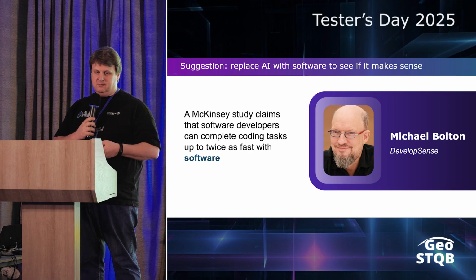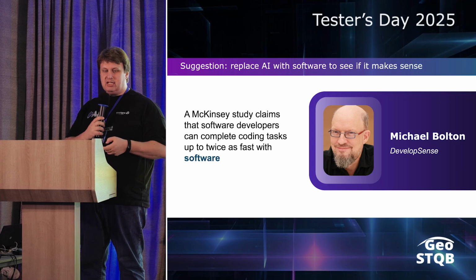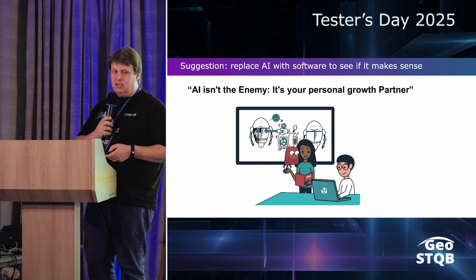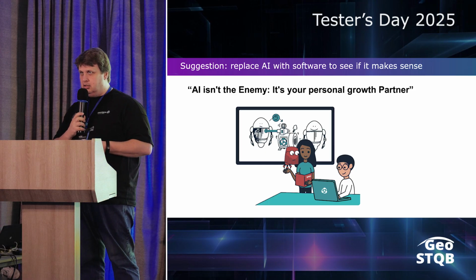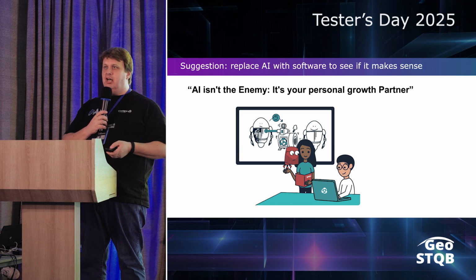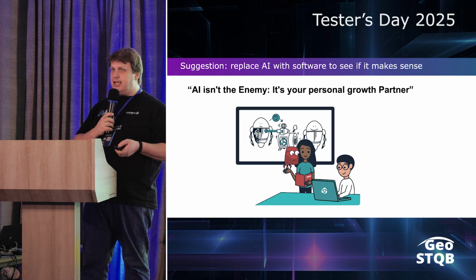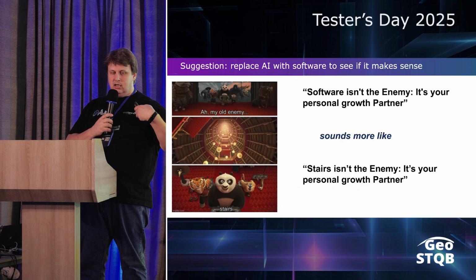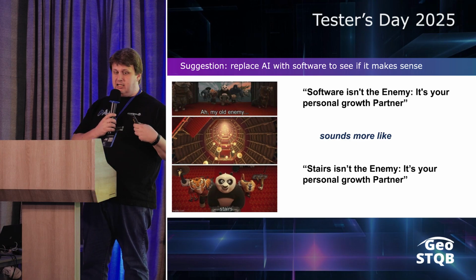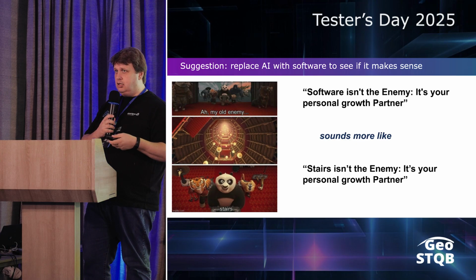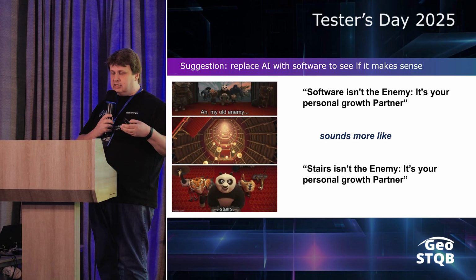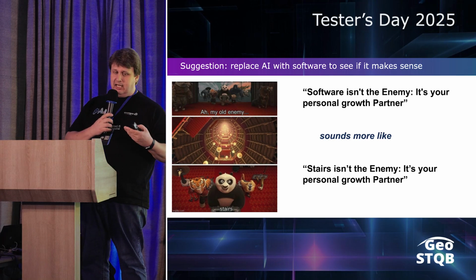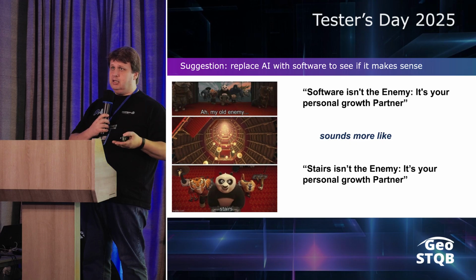Another example that I like is this one: AI is not the enemy, it's your personal growth partner. We look at this sentence and try to replace the word AI with software. Then it sounds like: software isn't your enemy, it's your personal growth partner. And this sentence has the same meaning or sense as: stairs isn't the enemy, it's your personal growth partner.